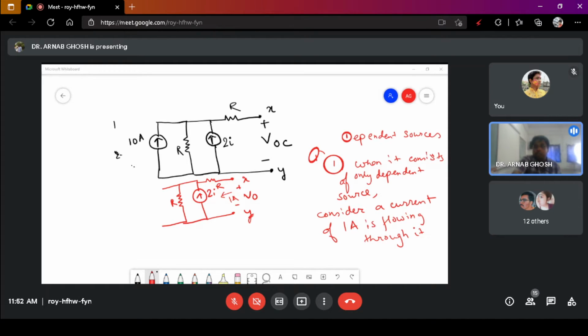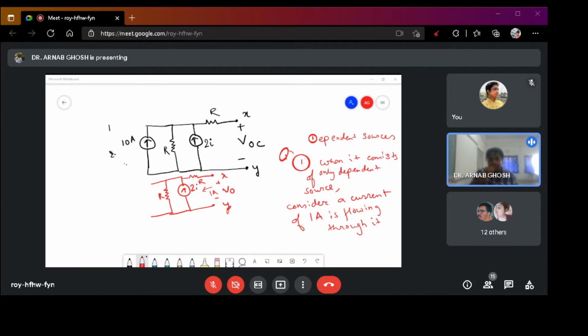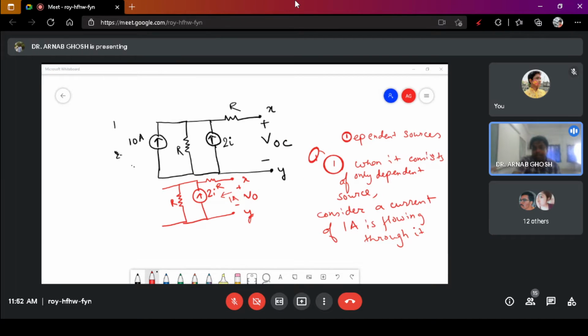So what happens next? When 1 ampere current is flowing through the circuit, you tell me what happens. We are applying KCL at this particular node. The circuit looks like this, where a 1 ampere current is flowing through this. I forgot to mention that there is a current I here. At this node, which we are pointing as 1.